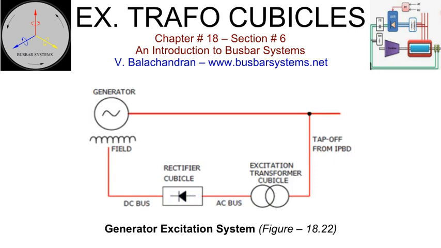The output of the excitation transformer is connected to the input of a rectifier cubicle by a compact AC busway. The output from the rectifier cubicle is connected to the generator field winding terminals by a compact DC busway.